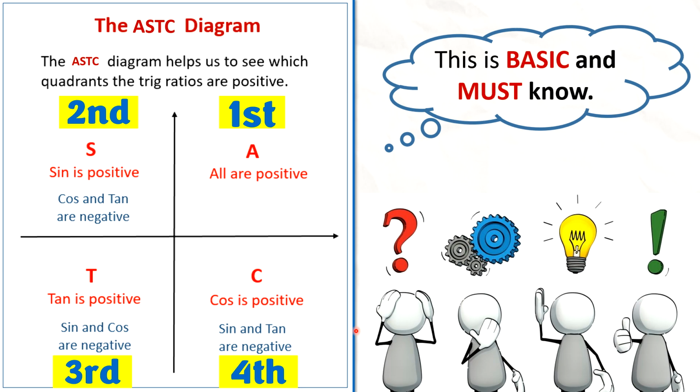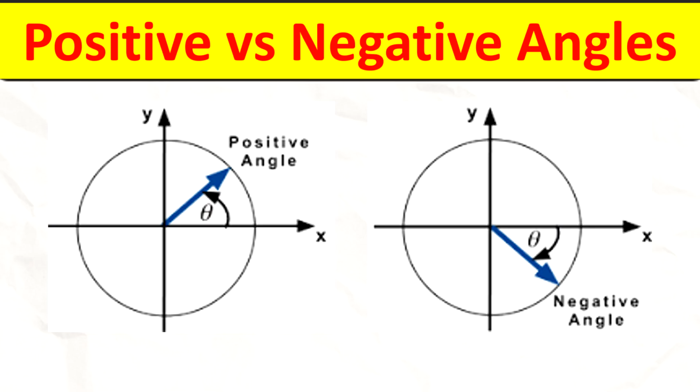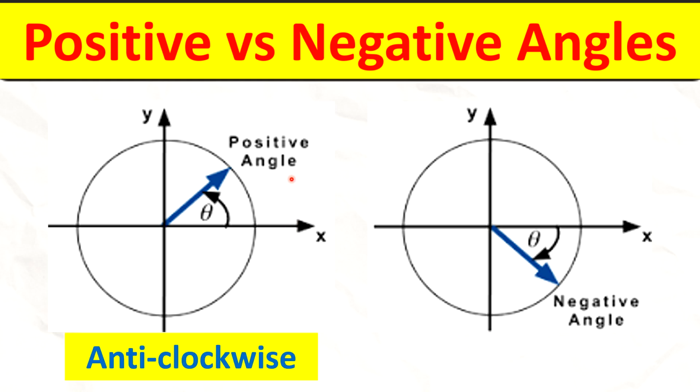Now, this is something really basic that all of us need to know. And besides the ASTC rule, this is something we all need to know as well. We already know that positive angles are measured in the anti-clockwise direction. Hence that's how we derive the first, second, third, and fourth quadrant. Now, what is important to take note of is the negative angles. Do remember negative angles will be measured moving in the clockwise direction. However, even though it is moving in the clockwise direction, we do know that the quadrants remain the same. So this is something very important to take note.